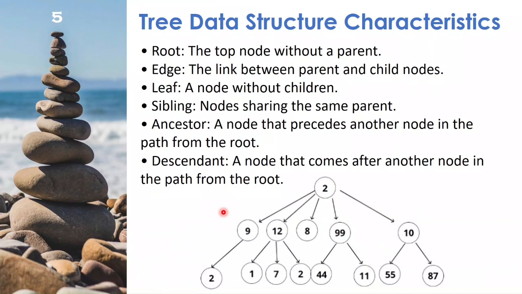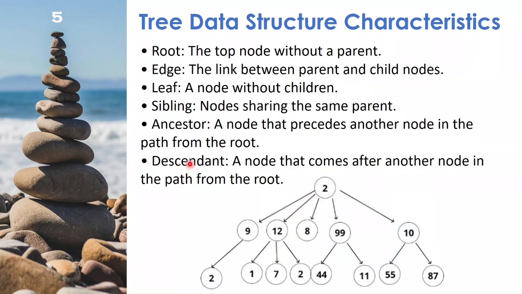So some more characteristics. We talked about the root, which is the topmost element that does not have a parent. Basically, it's the star of the tree. Then edge, which is the link between the parent and the child. Then leaf. A leaf is a node without children. So these are all leaves, nodes that do not have children, right? Then siblings, nodes that have the same parent. These are all siblings because they're all children of the same parent, 2.